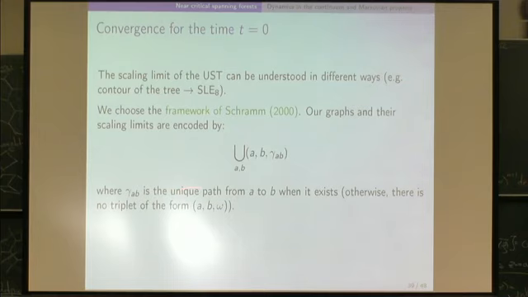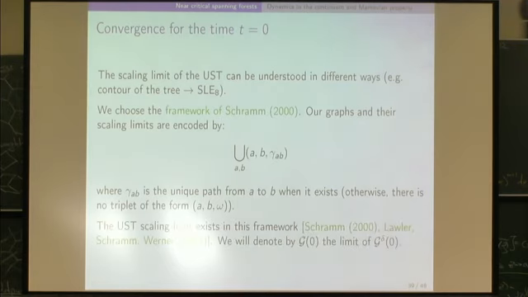So you see that indeed our discrete trees can be encoded in this way, and the continuum tree will be encoded by those branches tree. And we put the Hausdorff topology on this set. And it was proved that the uniform spanning tree scaling limit exists in this framework. And so we can denote G of 0 the limit of, or the starting point of, our process, G delta of 0.